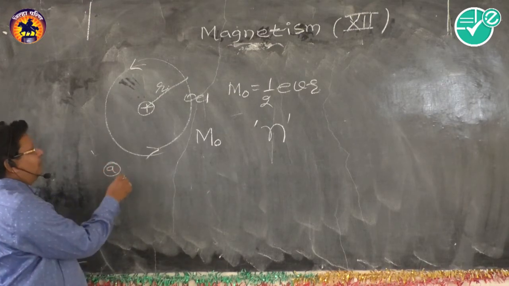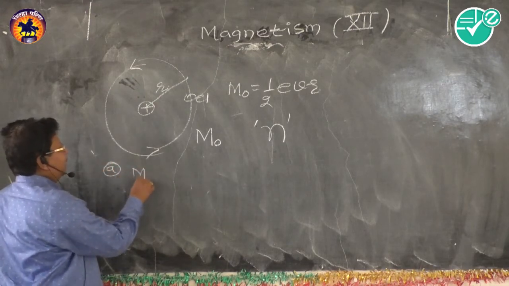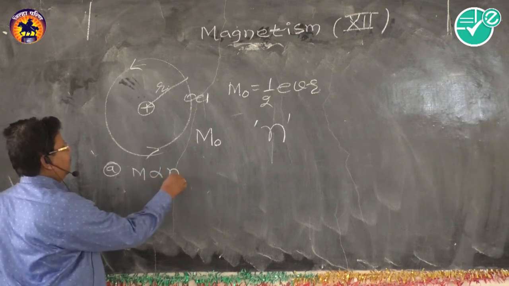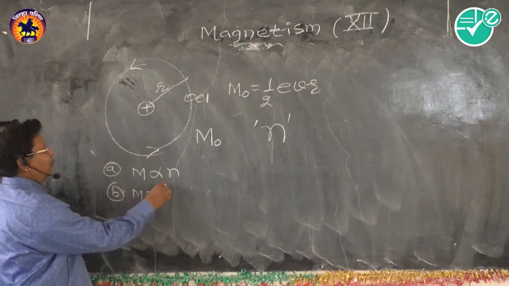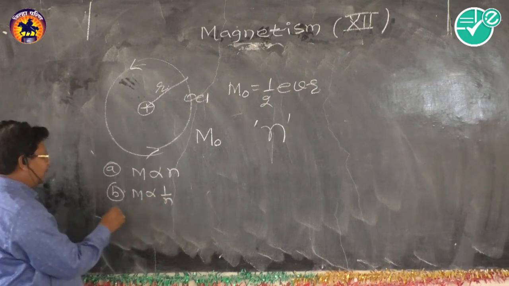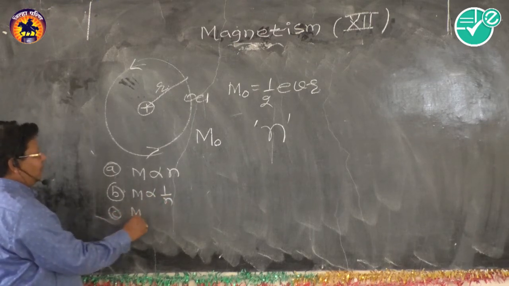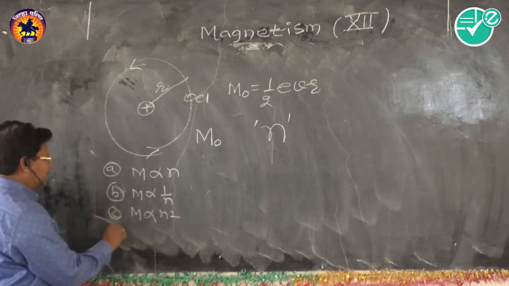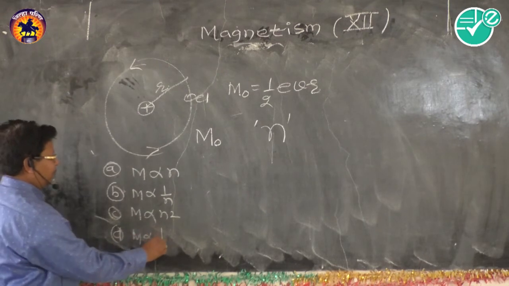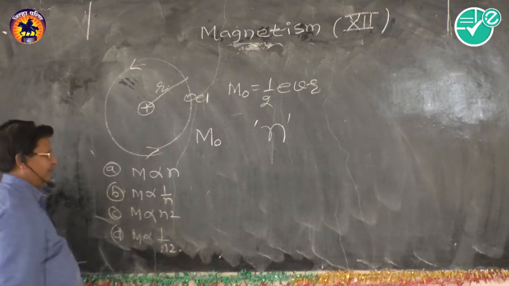First alternative is given: the magnetic dipole moment is directly proportional to n. Second alternative is: magnetic dipole moment is inversely proportional to n. Third alternative is: m is directly proportional to n square, and last alternative is m is inversely proportional to n square.